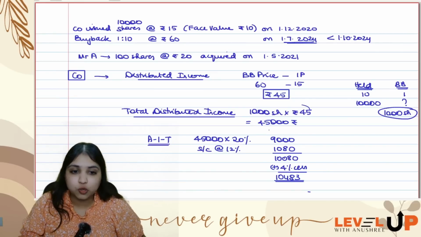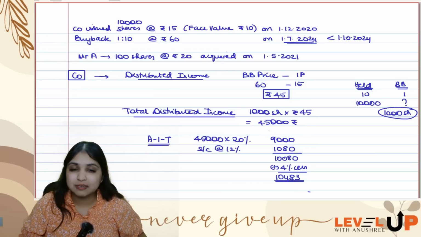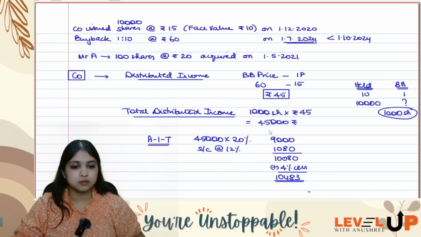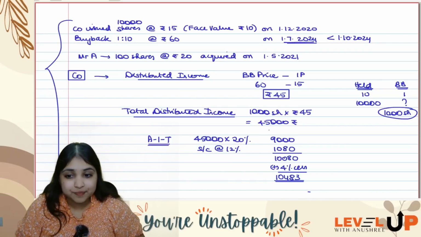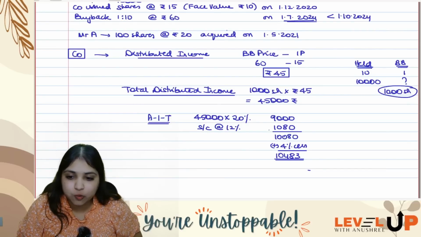That difference into total number of shares bought back will give you the total distributed income. This into 20% will give you the additional income tax plus 12% surcharge plus 4% cess. Alright, so this was your existing provision, and this is from the company's point of view. And what about the shareholders' point of view?